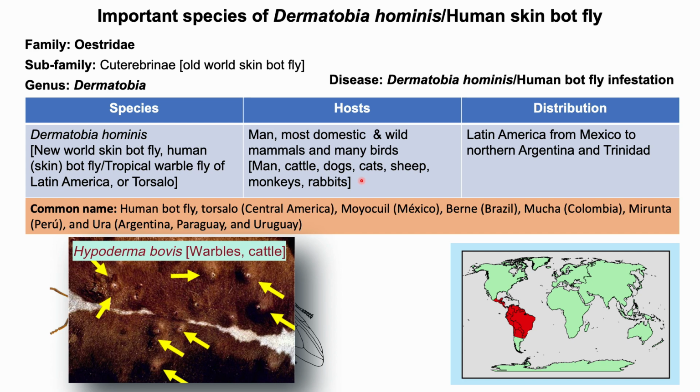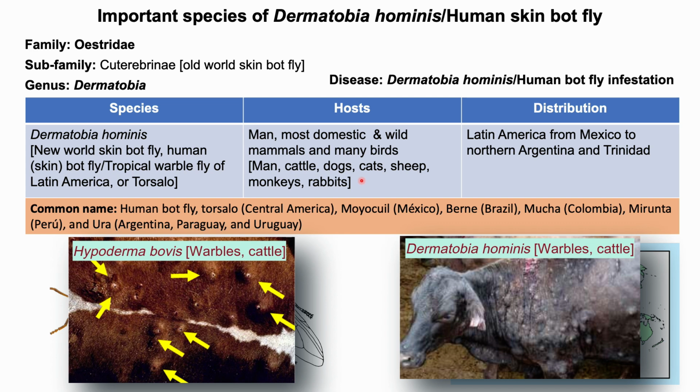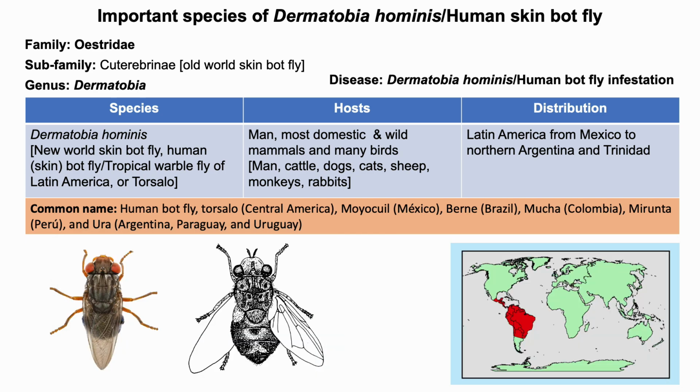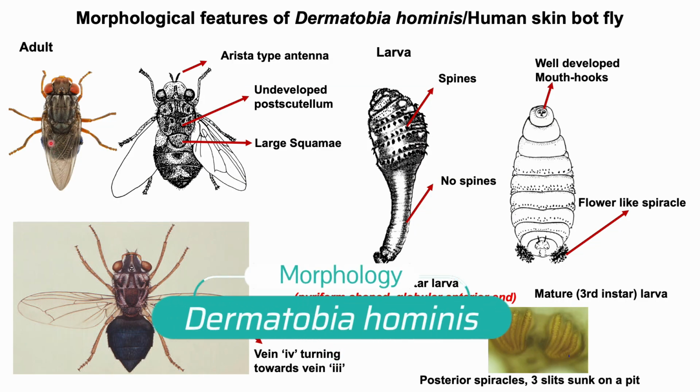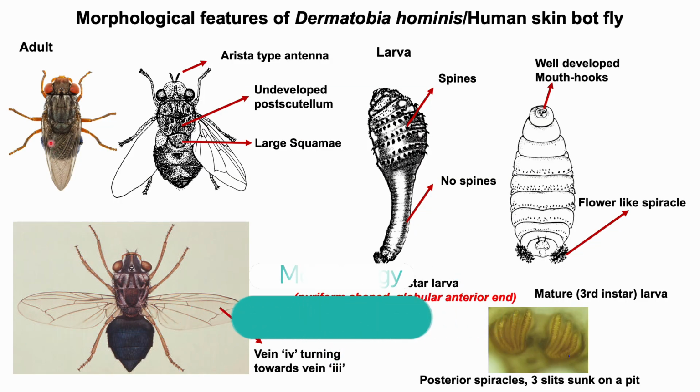But why? The larvae of both genera are located in the dermis, and a granulomatous reaction surrounding the larvae occurs in both cases, resulting in a boil-like swelling on different parts of the body known as warble. Therefore, you can refer to Dermatobia hominis as warble fly as well, but Hypoderma bovis is more popularly known as warble fly. The adult Dermatobia hominis is a blue bottle-like fly about 1.2 to 1.5 cm long.